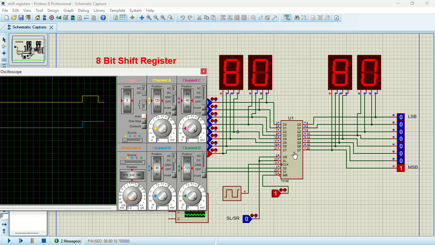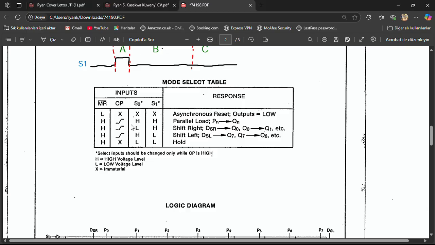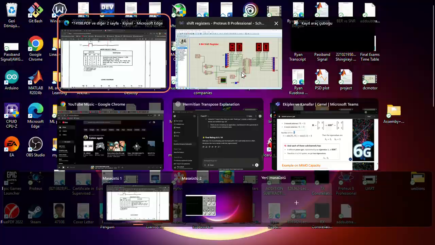So now, after the data has been loaded, we can either choose to shift to the right or shift to the left, right? In this case, since I'm shifting to the right, if I go back to the table, to shift to the right, S0 has to be low and S1 has to be high, right?